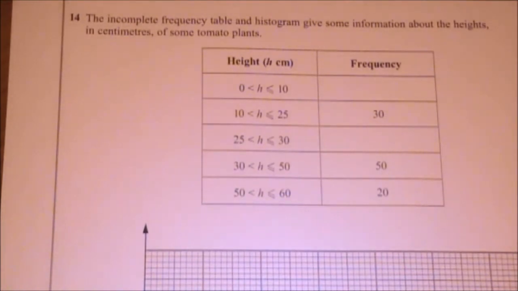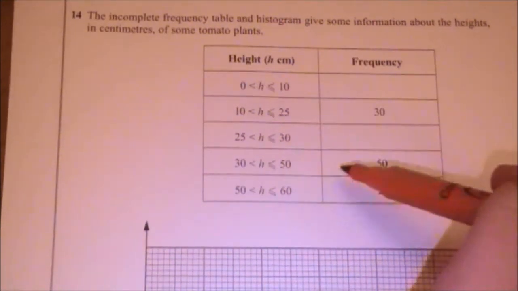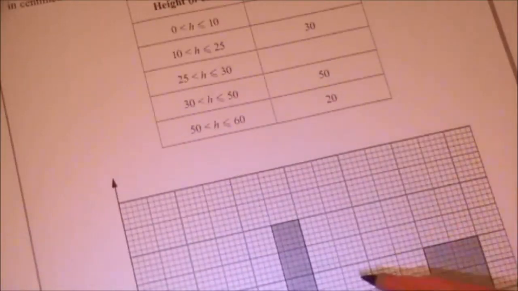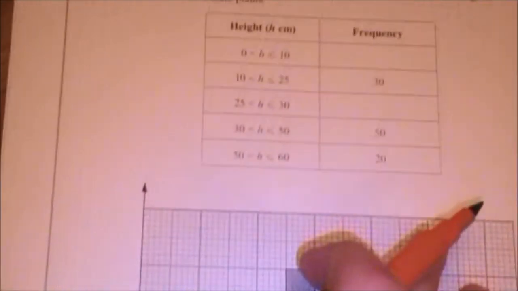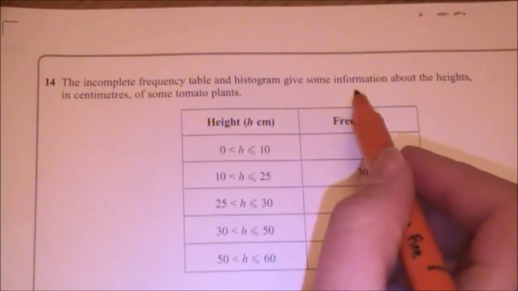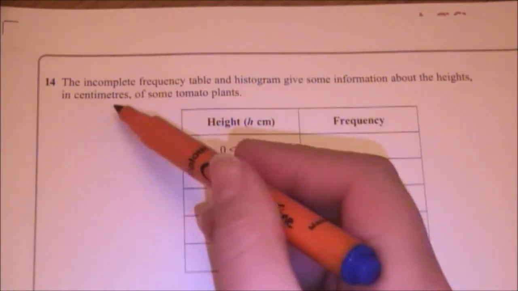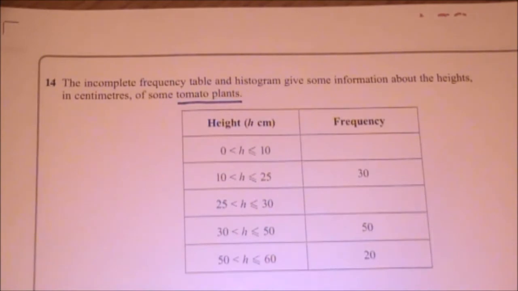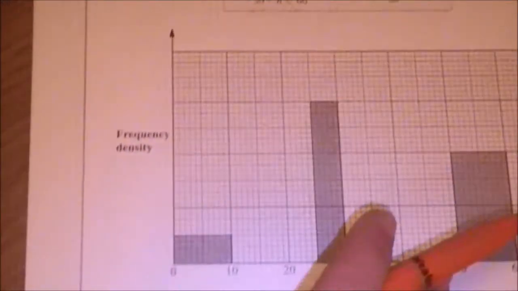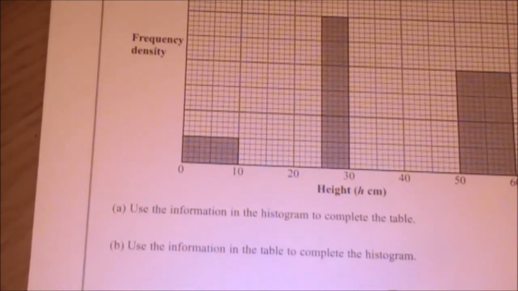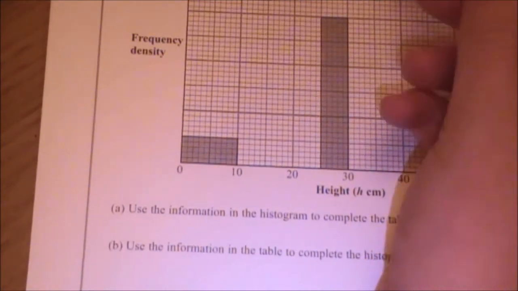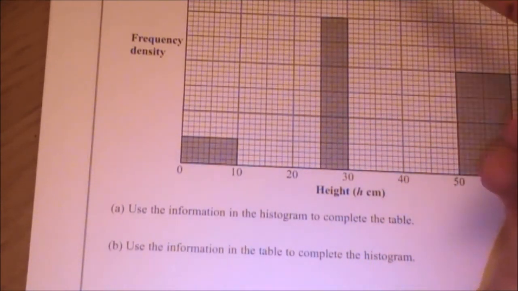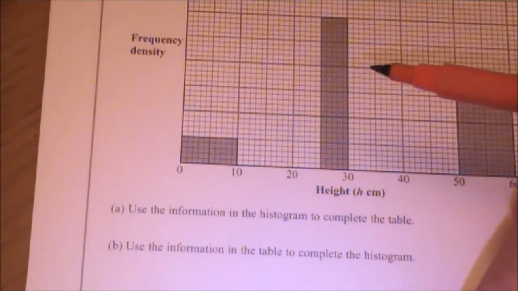The incomplete frequency table, so the frequency table is this part. The incomplete frequency table and histogram, so that's that part, give some information about the heights in centimetres of some tomato plants. So these are all about tomato plants. Part A asks us to use the information in the histogram to complete the table, and Part B asks us to use the information in the table to complete the histogram.